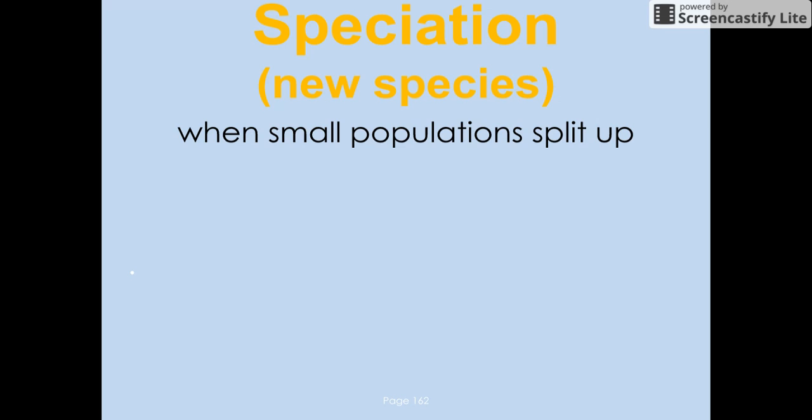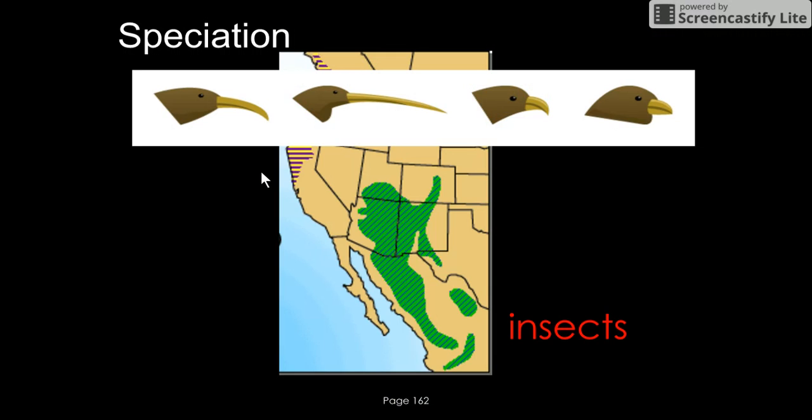There are a few reasons as to why evolution has occurred. We're going to start with something called speciation. We see the word species in there, so we're making a new species. Speciation occurs when small populations split up. For example, we know that variation is going to cause all of these birds to look different. Now, these birds are going to hunt insects. Let's say down here, these birds are hunting insects and they live right here.